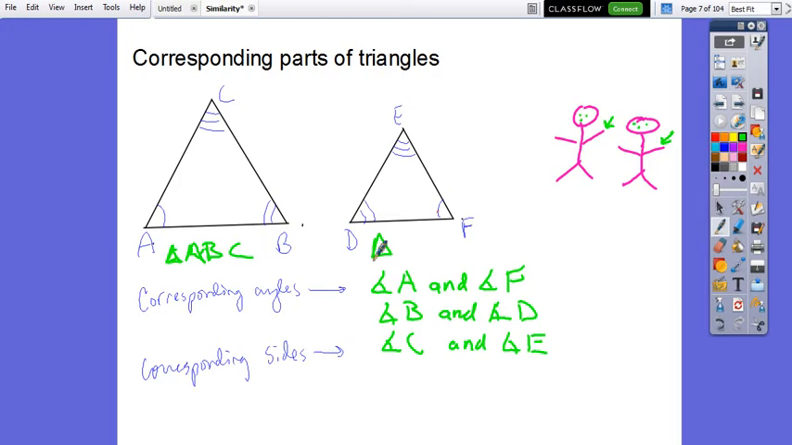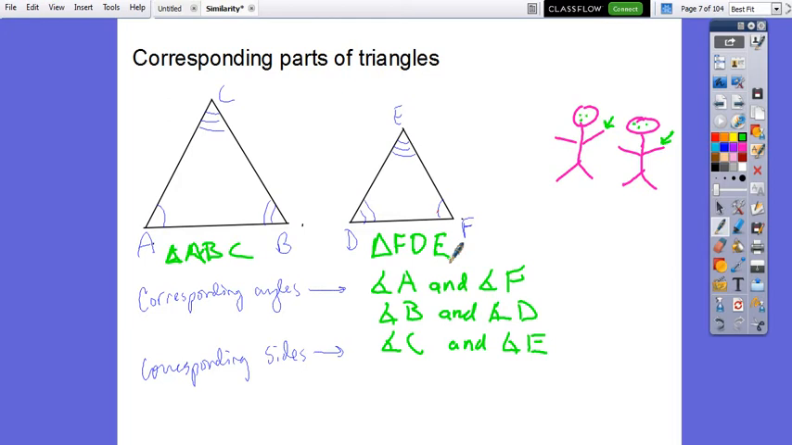Absolutely. F, D, E. Now, why? Because F goes with A, D goes with B, E goes with C. You have to list those letters according to what angle they go with. Okay? Now, because I know how this similarity statement is written, now I can show which sides correspond.